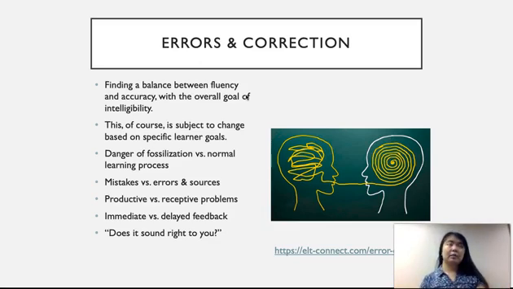So, for example, if you're doing a lesson on grammar and word order, don't necessarily spend a ton of time on pronunciation, as long as you can tell what they're saying. This, of course, is subject to change based on specific learner goals. Again, their goal could be pronunciation, like they want to get rid of their accent, which is debatable as to whether or not that's a good goal.